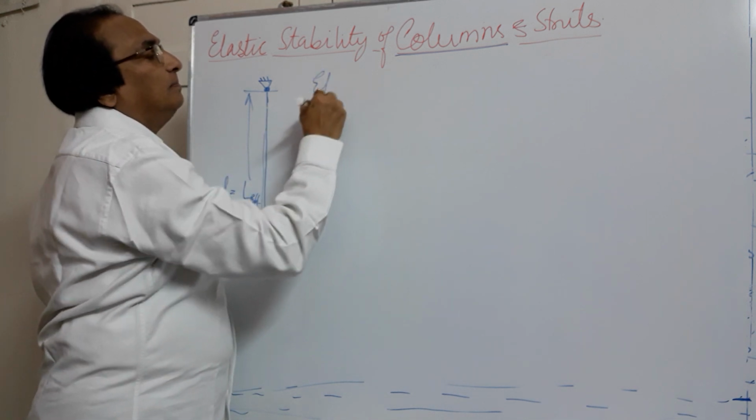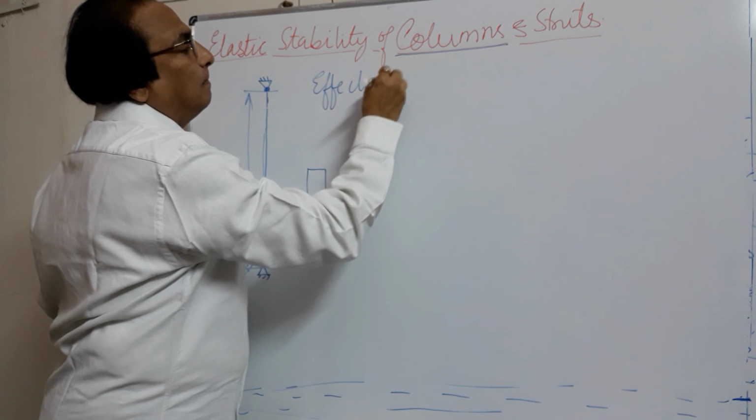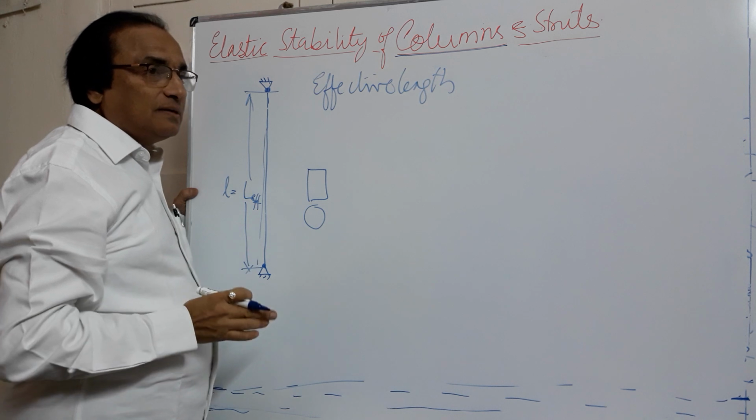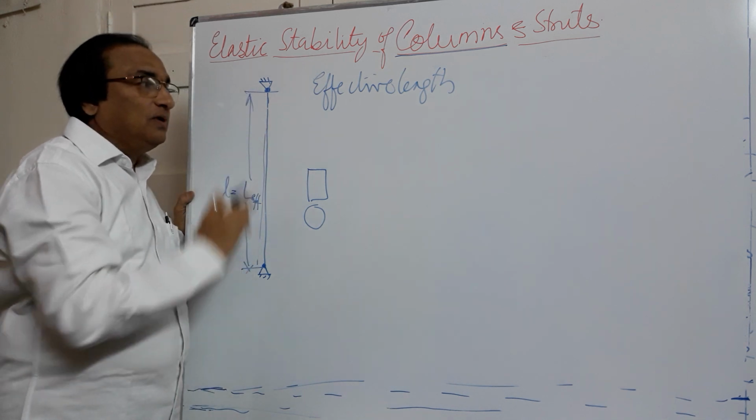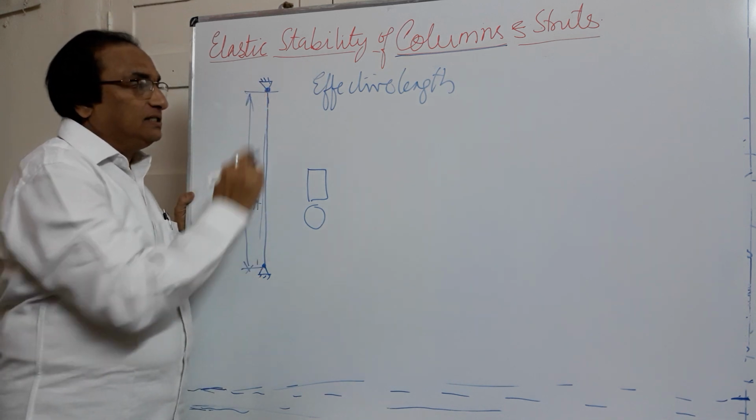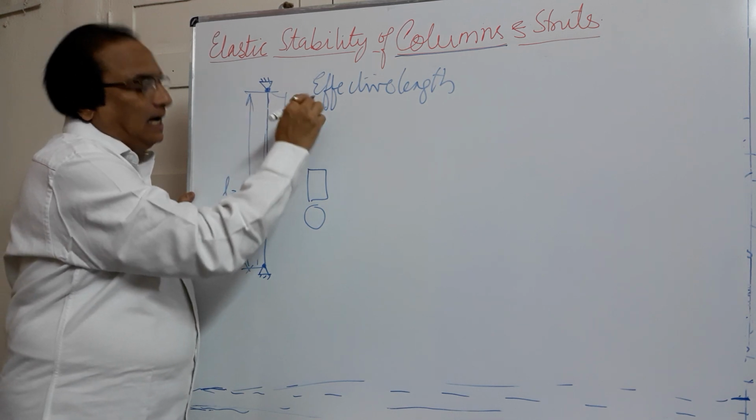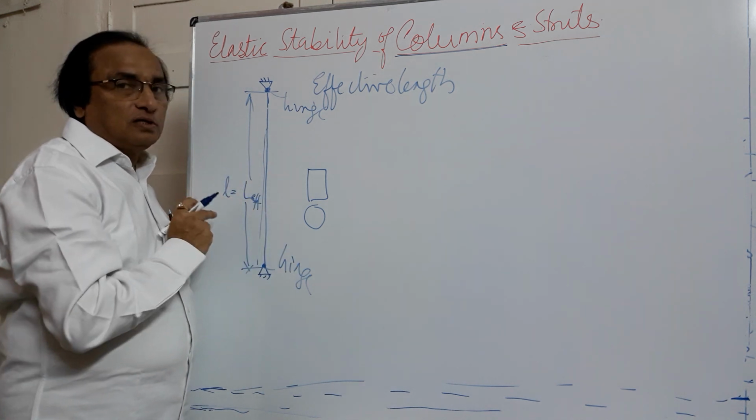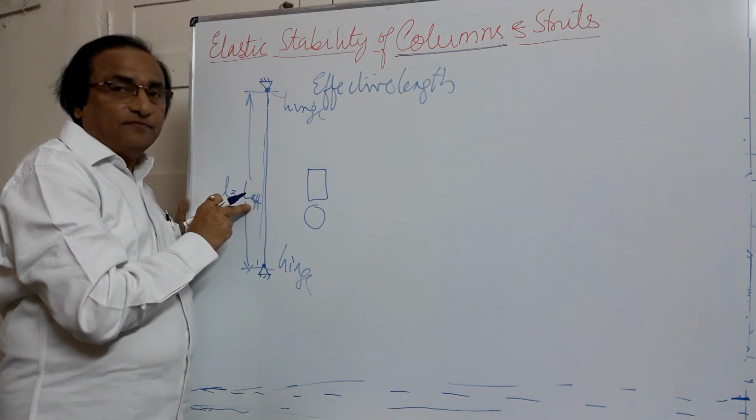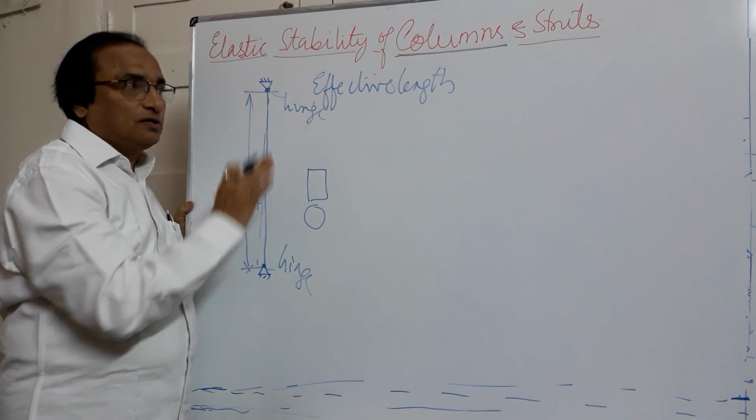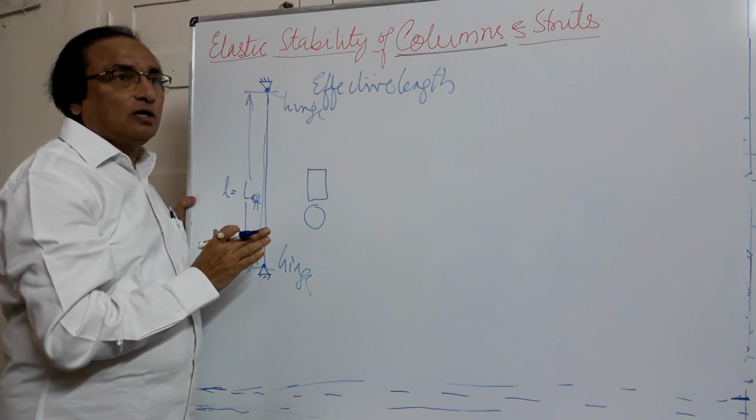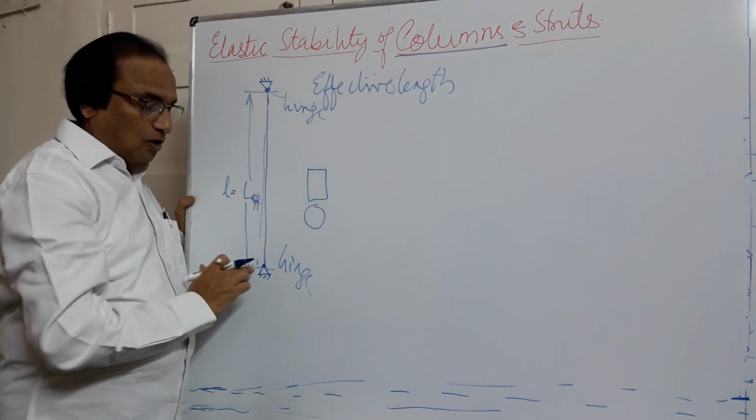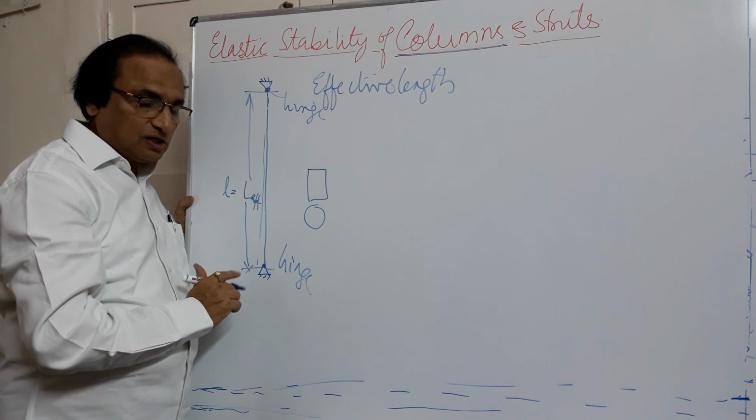Effective length of column is nothing but the actual length of the column with both the ends of the column as hinged. So this is hinge and this is also hinged. When both the ends of the columns are hinged, we call the length of the column the effective length of the column. So the definition of effective length is: effective length of a column is equal to the actual length of the column with both the ends of the column as hinged.